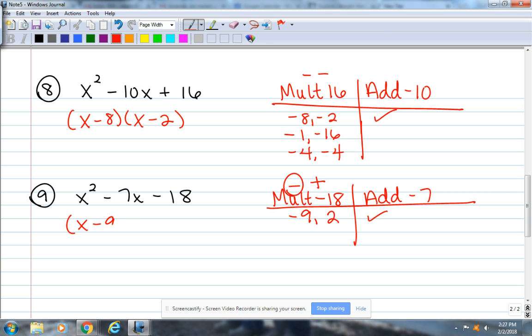So x minus 9 and x plus 2. Now, it doesn't matter the order you write these two parentheses. You can put this one in front of this one. You just have to make sure the negative goes with the 9 and the positive goes with the 2, because if you don't, it won't add to be negative 7. Okay?